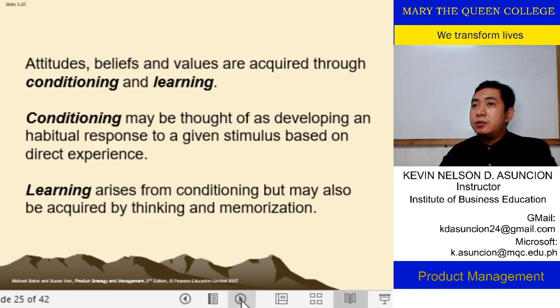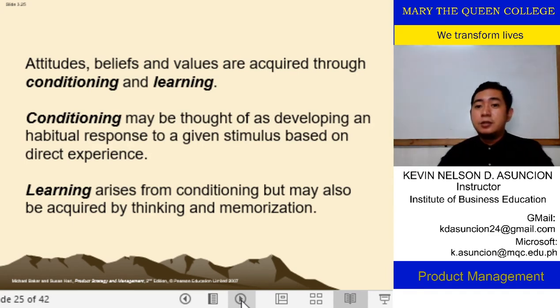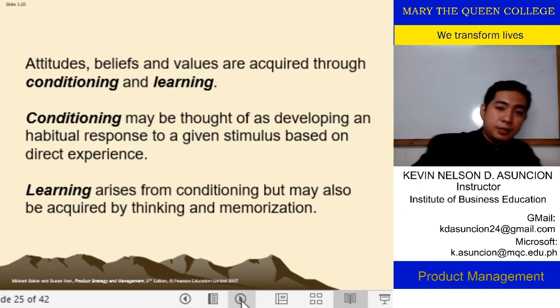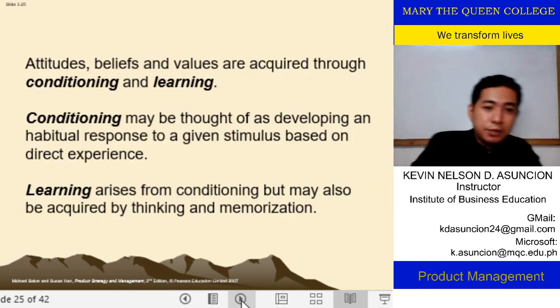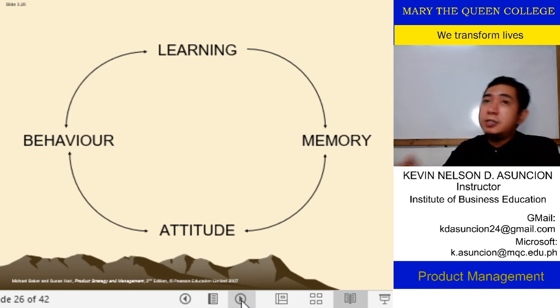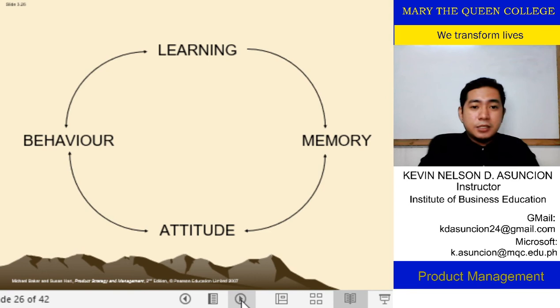So, you will see here how people respond to this. You know the conditioning of people, so you understand as well their perception. So, learning arises from conditioning but may also be acquired by thinking and memorization. So that's also a factor affecting learning, as mentioned earlier. We are now in the perspective, your perspective may also be part of the learning. So, this goes hand in hand.